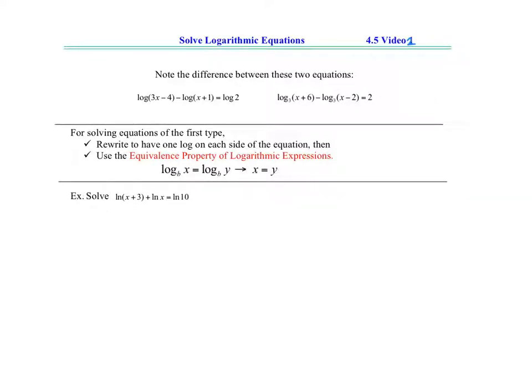Going to show two examples of solving logarithmic equations. So first, let's just look at the differences between these, because both of them have different types of process on how to solve. In the first one, we have logs. Everything is a logarithm.